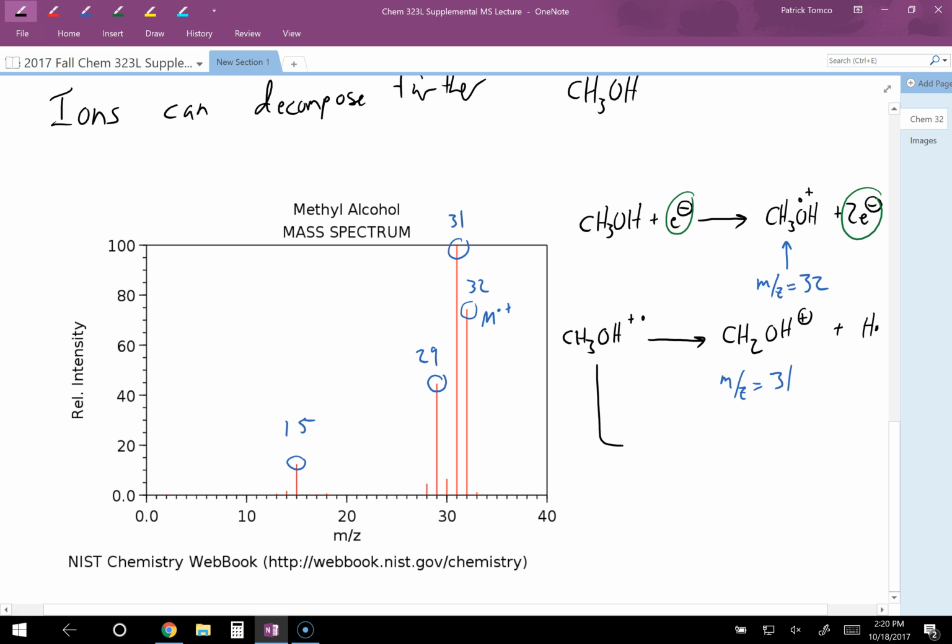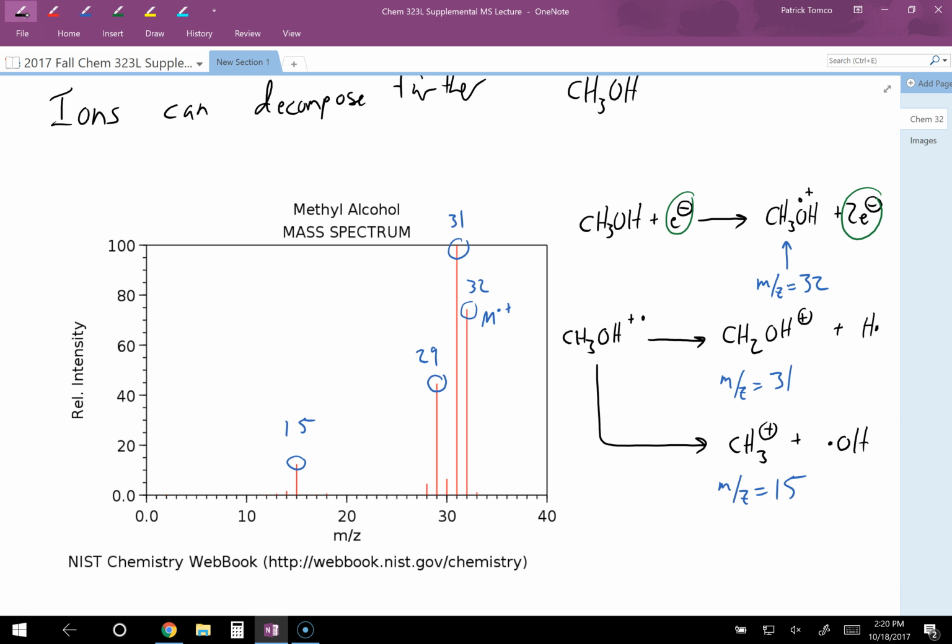This molecular ion could further decompose to form a methyl cation and a hydroxyl radical. And keeping in mind that the instrument only sees ions, we're going to count the one that has the cation. The methyl cation has a mass to charge of 15. And so that's what I'm seeing over at my 15 signal.